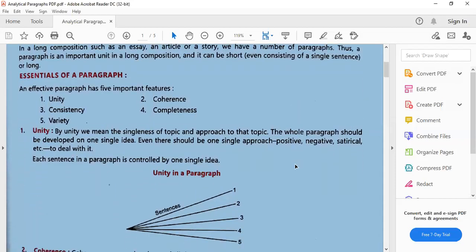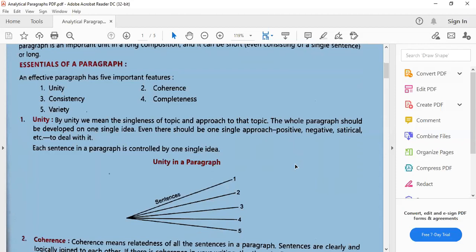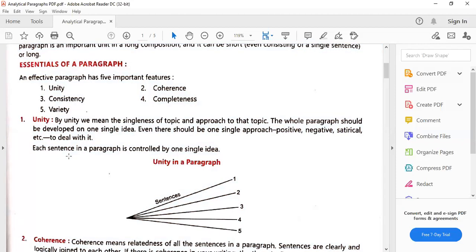An effective paragraph has 5 important features. First one, unity. Second, coherence. Third, consistency. Fourth one, completeness. And fifth one, variety.